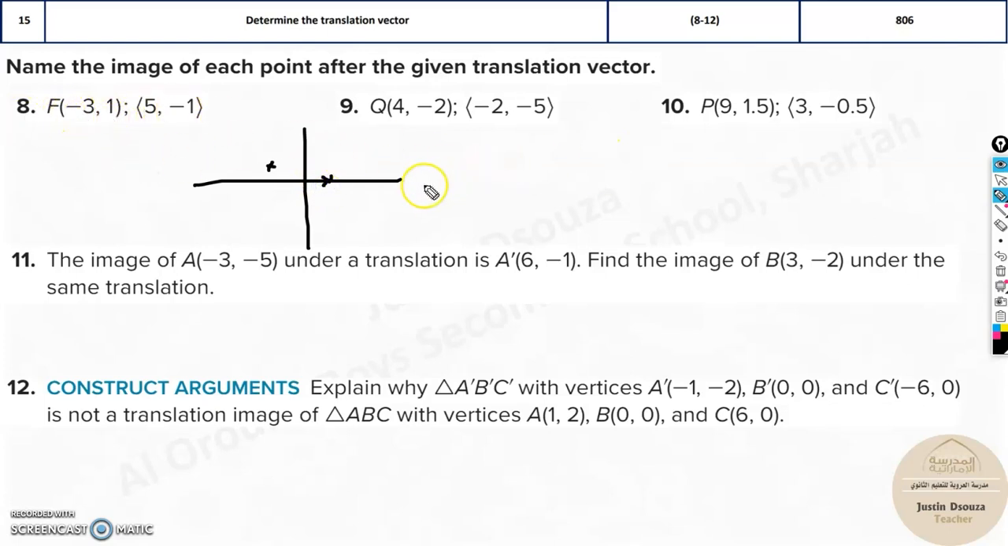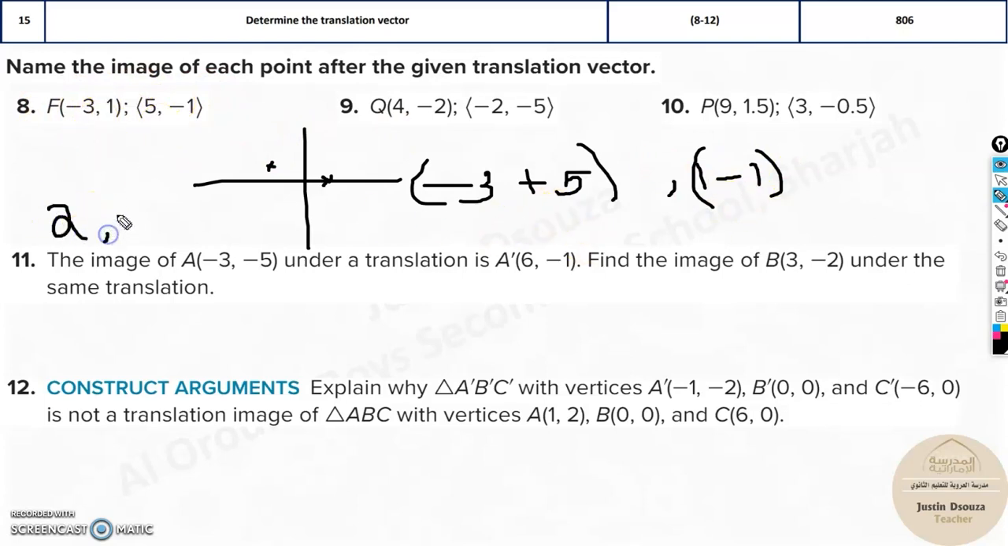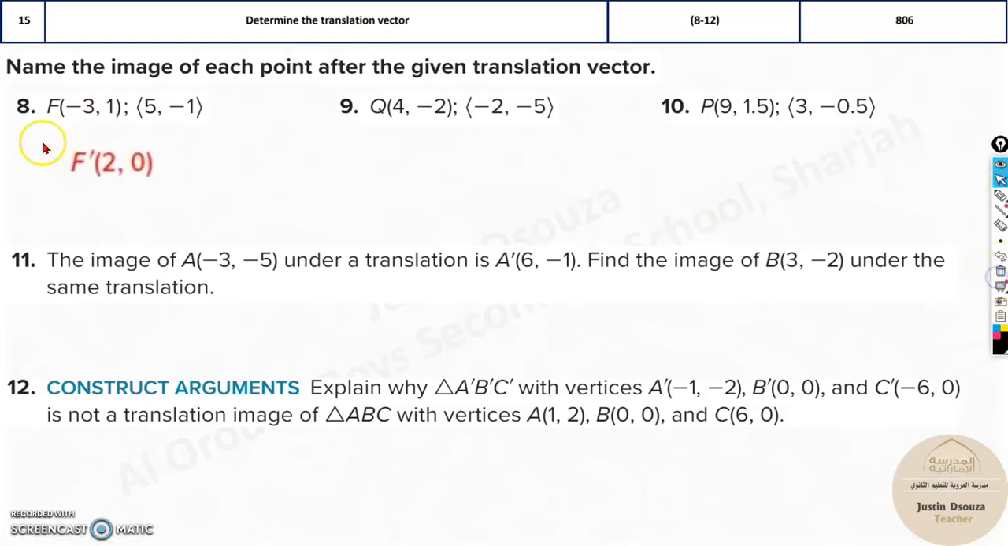All you need to do is, the first term is minus 3, add 5. And for the second term, subtract 1. The translation vector is just added to the x and y coordinates respectively. So the answer over here would be 2, 0. That is the answer. That's it. That would be the reflected point.